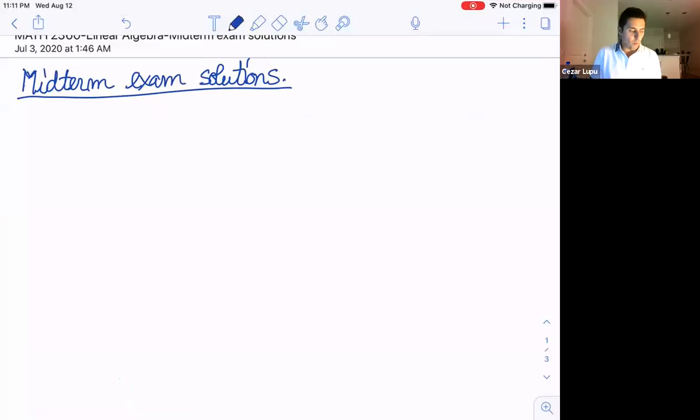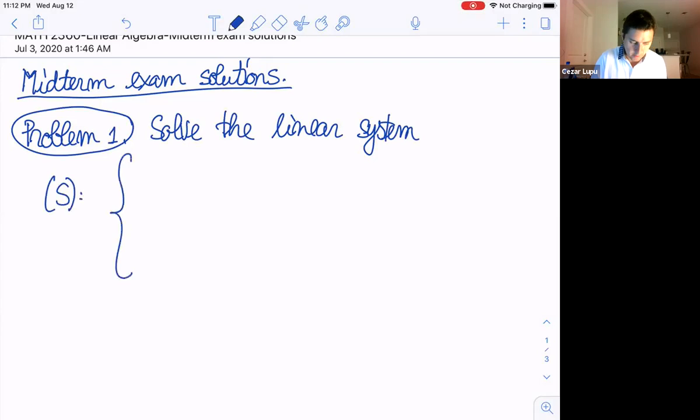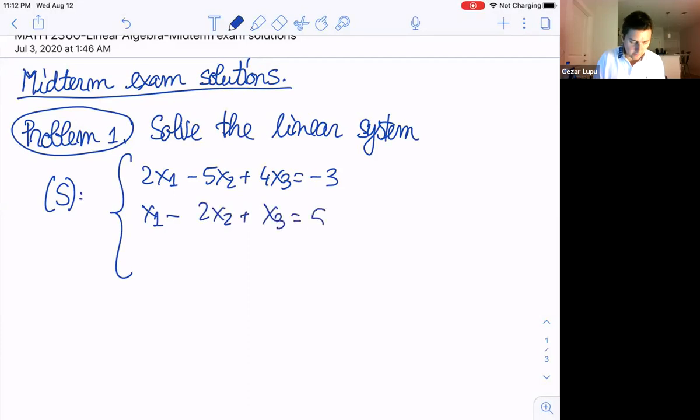Let's start with problem number 1. In problem number 1, we have to solve the system. Let's write it. Solve the linear system S, which was 2x1 minus 5x2 plus 4x3 equals -3. x1 minus 2x2 plus x3 equals 5. And the last equation was x1 minus 4x2 plus 5x3 equals 10.